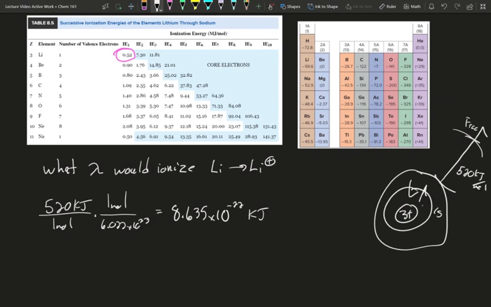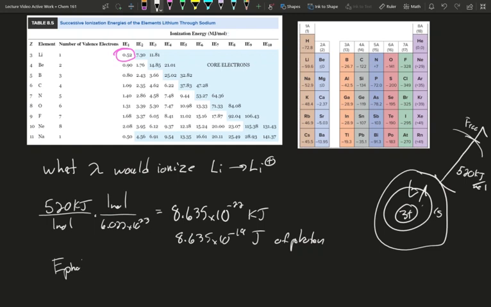Well, our electron absorbs 1 photon to get excited, knocked all the way off. So this has to be the energy of the photon that electron will absorb. We can convert that to joules. It'll be 8.635 times 10 to the negative 19 joules. Which means I know the energy of my photon. And it's in the units we're going to need, because what was our energy for a photon?